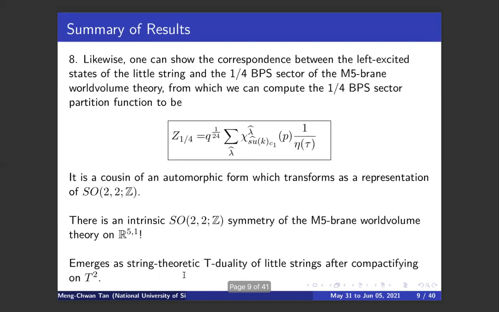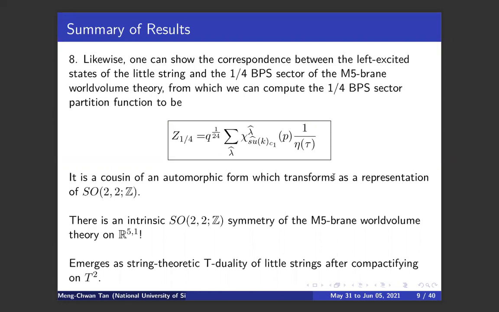And then we can continue and study the quarter BPS sector. So we can also show the correspondence between the left excited states of the little string and the quarter BPS sector of the M5-brane worldvolume theory. Okay, and if you look at the left excited states of the little string, they are given by representations of the toroidal algebra. So we can start summing up the representations of the toroidal algebra, and from which we get an expression like this of the quarter BPS states.